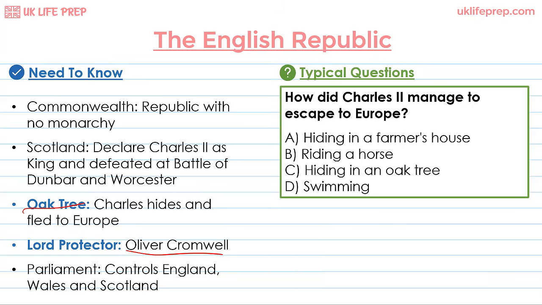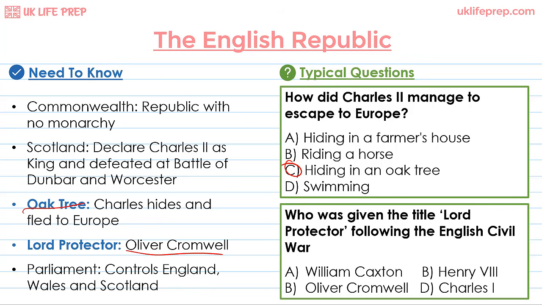Looking at some typical questions, the first question reads, how did Charles II manage to escape to Europe? We saw that he famously hid in an oak tree. The next question reads, who was given the title Lord Protector following the English Civil War? We saw that this was Oliver Cromwell.